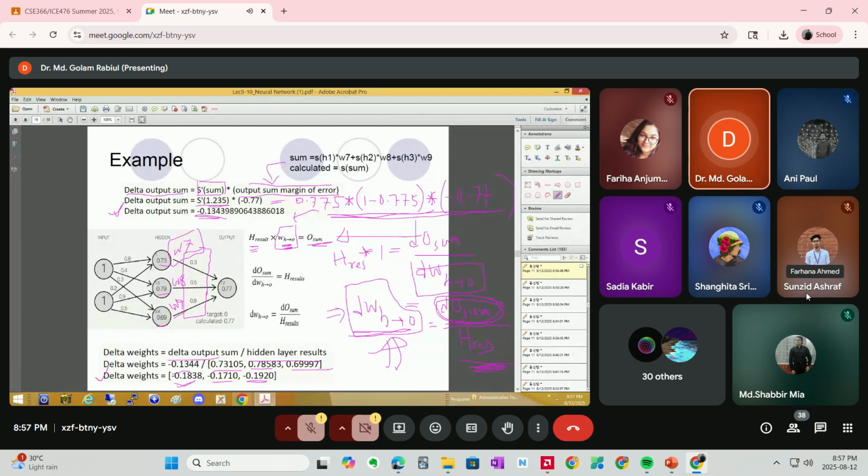So these are our delta weights. The delta weights. So delta weights means the change of weights. The change of weights of these values.